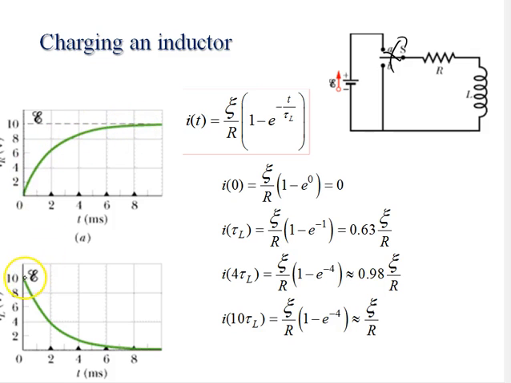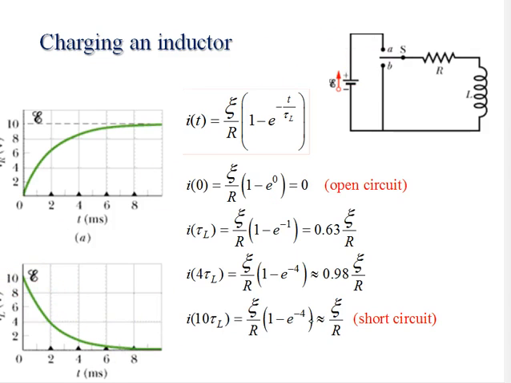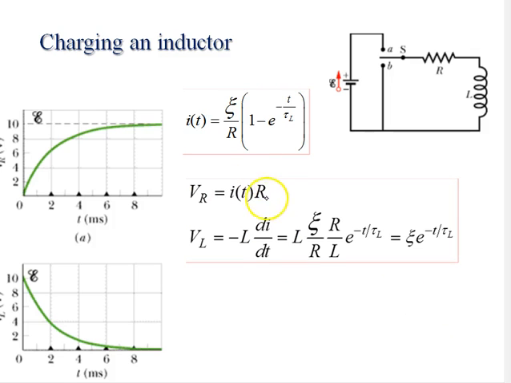What happens to the voltage across the inductor? The voltage jumps up initially to the EMF, and then it decreases. So at time t equal to 0, when we first flip that switch, our inductor looks like an open circuit. After a very long time, our inductor looks like a short circuit. If we look at the voltage across the resistor, well, that's just our current equation, or it could be a voltage across the resistor.